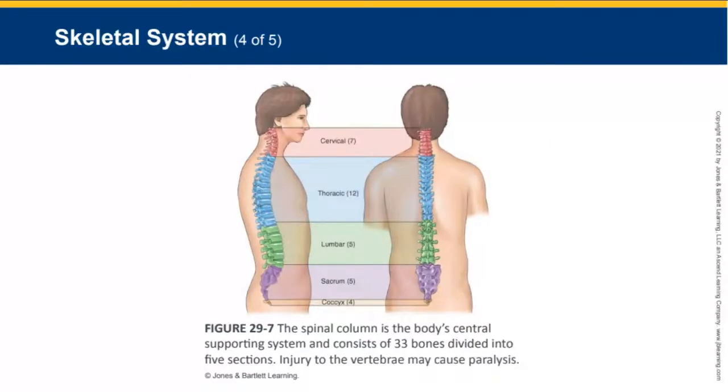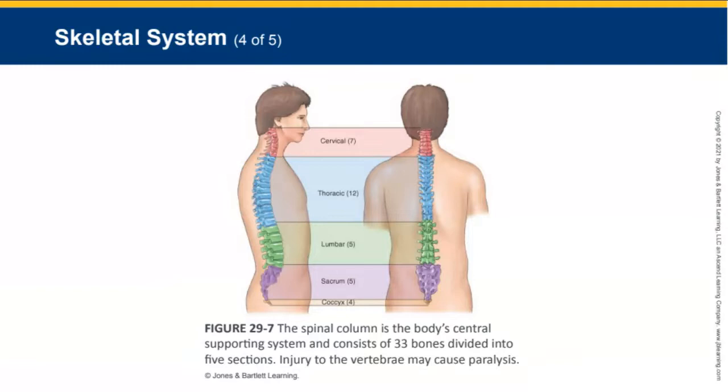and they are fused. So the spinal column is the body's central supporting system and consists of 33 bones divided into 5 sections. Injury to the vertebrae may cause paralysis. Very important point to note. So if there is injury in any area of the spine, it can cause paralysis below it. Wherever that injury is, there can be paralysis below the injury.